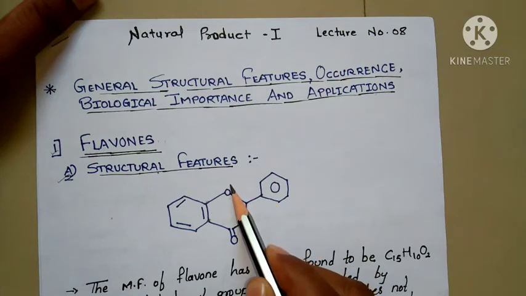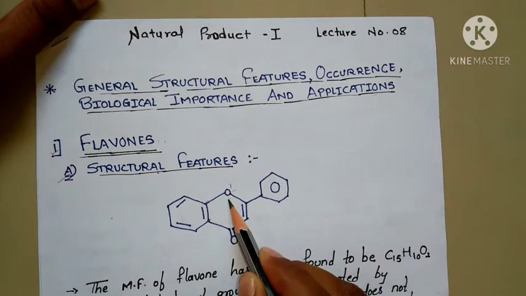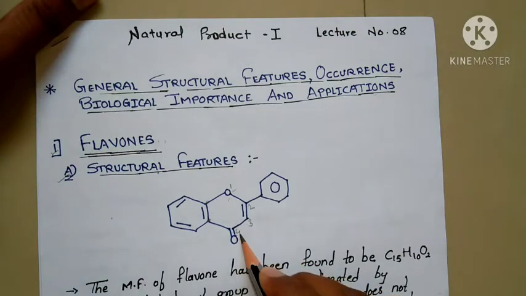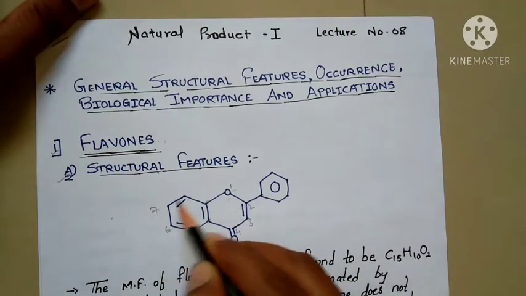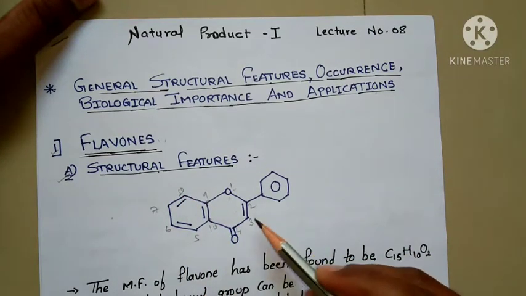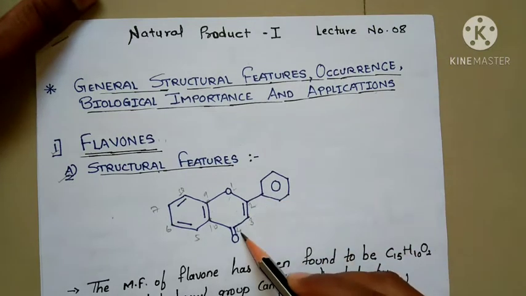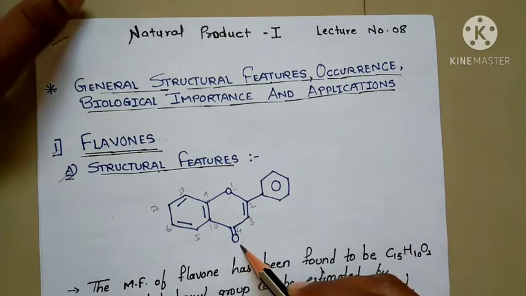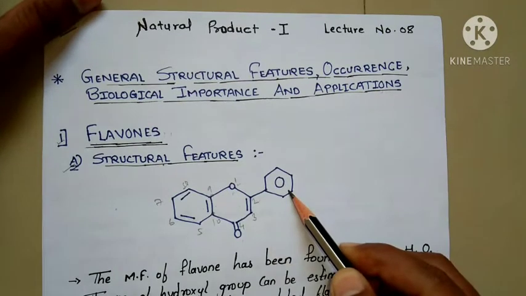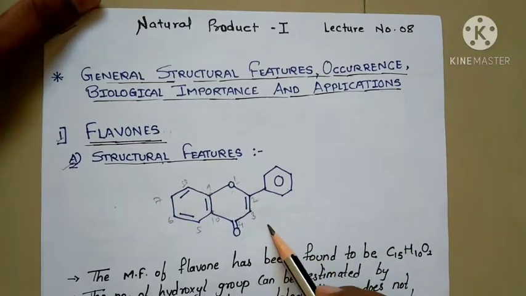Okay, then when we have to number this bicyclic compound, number 1 goes to the oxygen, then second, third and fourth, fifth, 6, 7, 8, 9 and 10. At the second position there is one double bond, and at the fourth position there is a C double bond O, and the second position also has one substituent, that is a phenyl ring. Okay, so that is the structure of flavones.